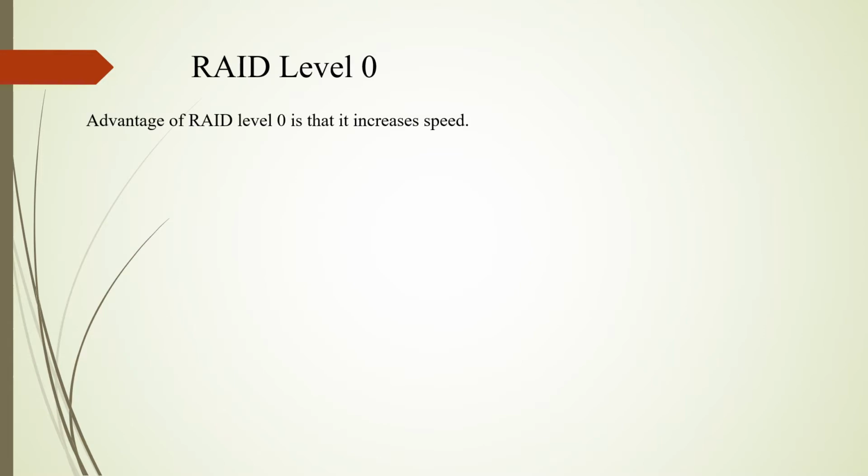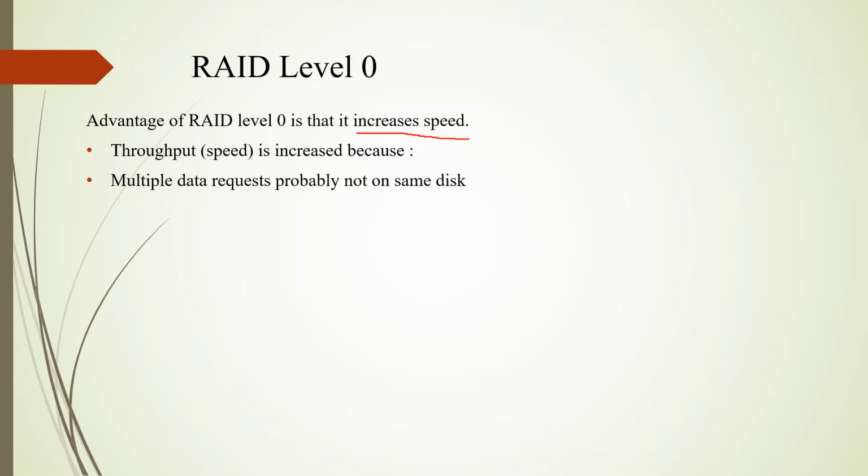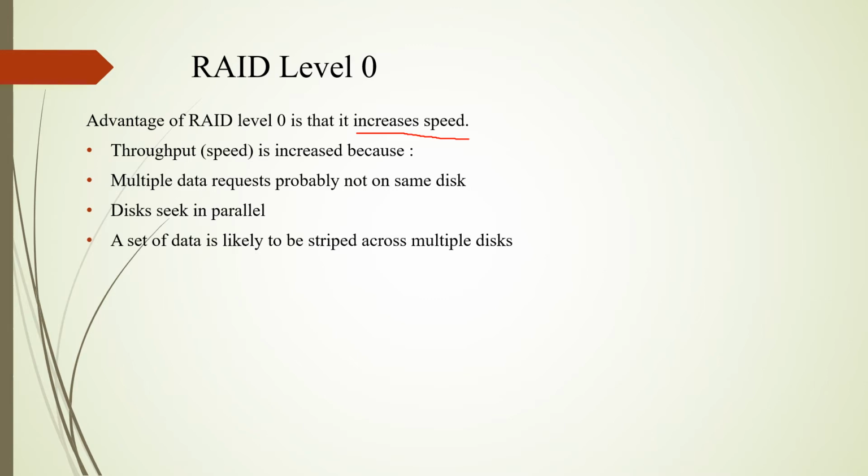What are the advantages of RAID level 0? Mainly, it increases the speed of access of memory. Throughput is increased because multiple data requests are probably not on the same disk, and the disk seeks in parallel. That means accessing of different disks can be done in parallel. A set of data is likely to be striped across multiple disks. Implementation of RAID level 0 is easy. No overhead or parity calculation is involved.